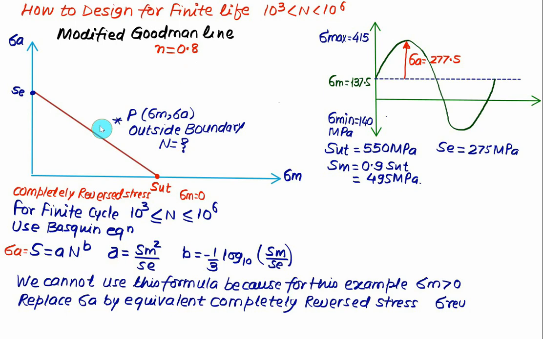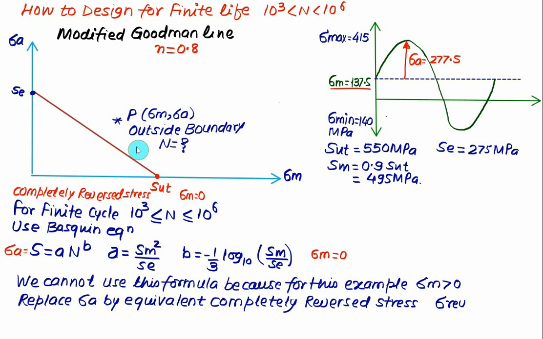But for finding the life here, we normally use the Basquin equation. But the Basquin equation was basically designed for completely reversed loading. So this equation is purely applicable if we have sigma m equal to 0. But right now we have a mean stress of 137.5, so we cannot use the Basquin equation to find the number of cycles.